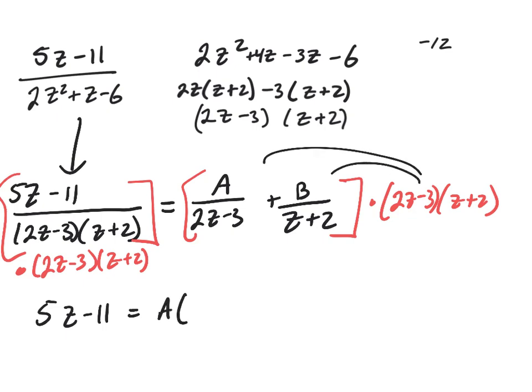So we're going to have A times, the 2z minus 3's will cancel, so we'll be left with A times z plus 2 plus B times 2z minus 3. Okay, now we're just about ready to use this. Oh, we are ready to use this to solve for A and B.